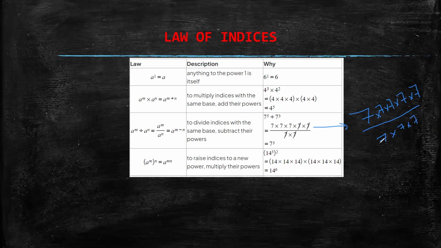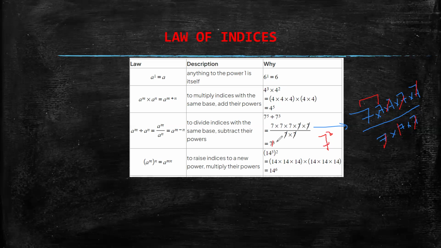When the bases are the same, the powers will be subtracted. So we can cancel out. So how many 7s are remaining? Just 2. So the answer will be 7 raised to the power 2. The other one is the wrong answer. Remember that 7 raised to the power 2 is the correct answer. I hope you got my point.